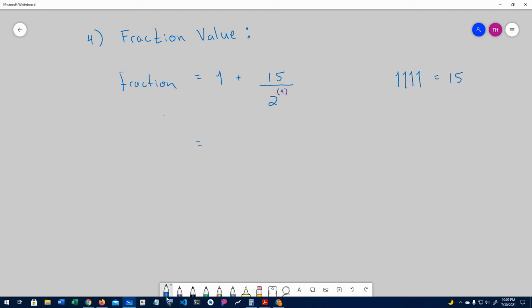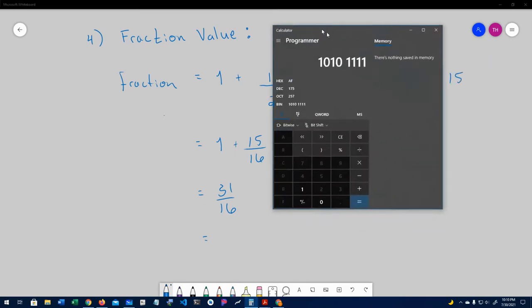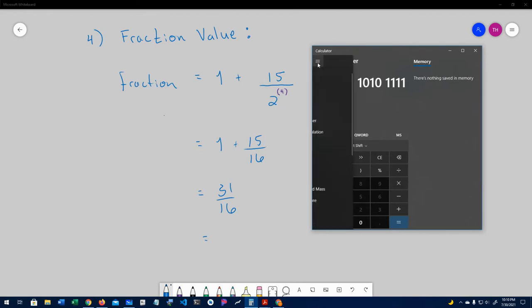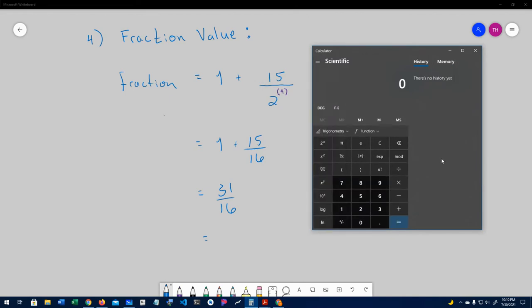So now we have 1 plus 15 over 2 to the 4, which is 16. This is going to be 16 times 1, 16, plus 15, 31 over 16. Back to scientific, 31 divided by 16 is 1.9375.